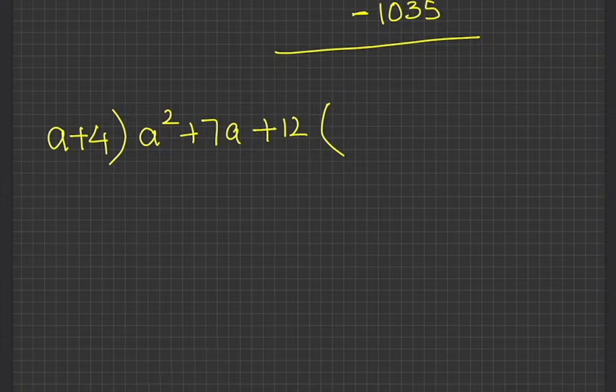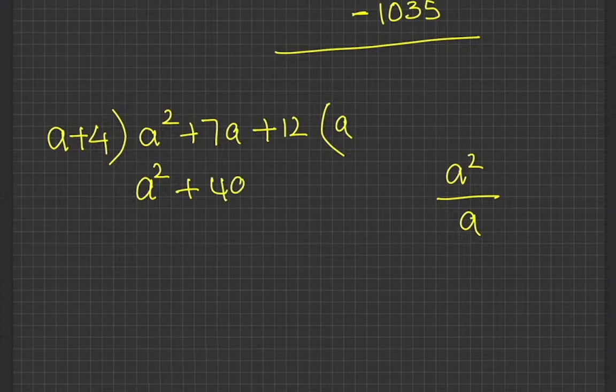Okay, so let's try. I have a squared that has to be divided by a. So when I do that, I get a. So a times a is a squared plus 4 times a is 4a. Now I'm going to subtract this.